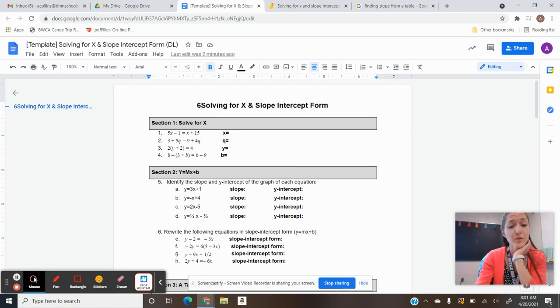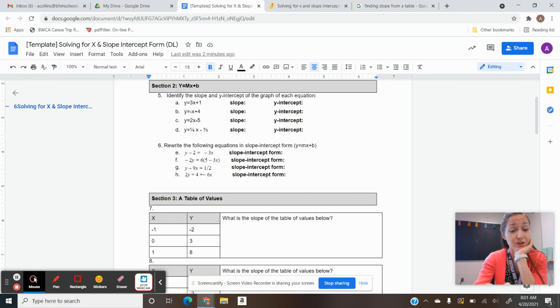Hey guys, so today we're going to work on the solving for x and slope-intercept form assignment. Yesterday you did section 1, today you're going to do section 2, the slope-intercept form. We did this before briefly and we're just going to circle back to it and spend a little bit more time on it because it was something that was hard for a lot of kids.